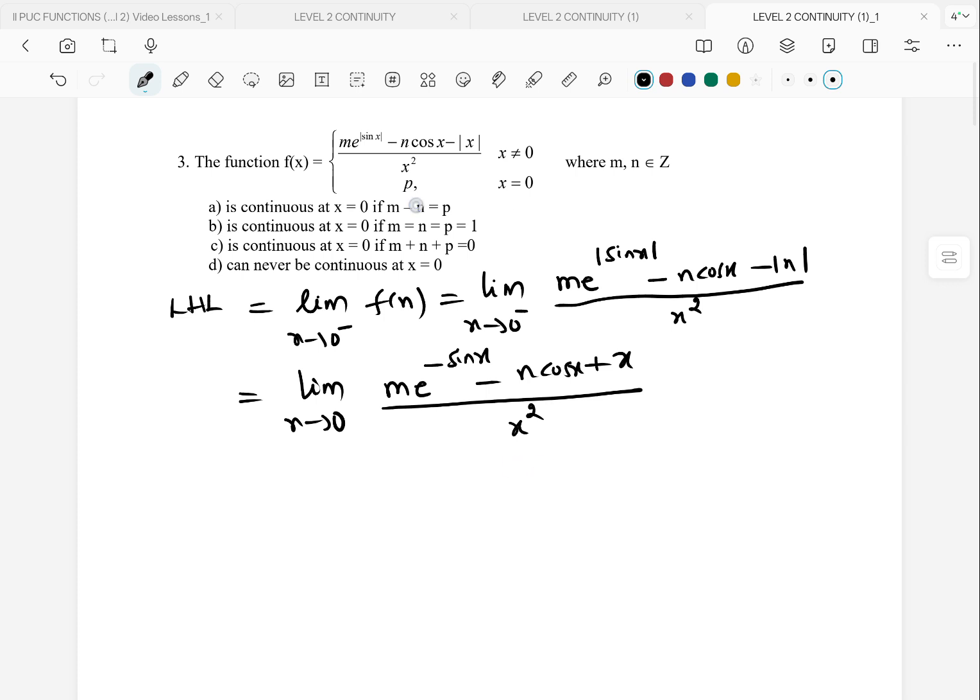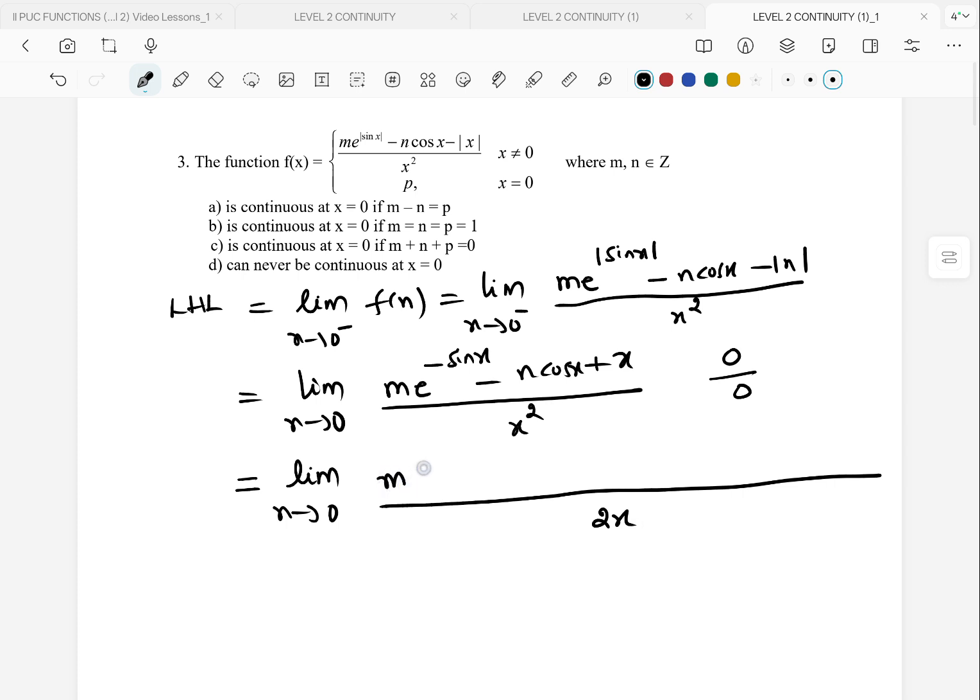But at x equal to 0, the function is defined as p, and we are checking the continuity at x equal to 0. So if the function has to be continuous at x equal to 0, the numerator should be 0, as the denominator is 0. If the numerator is 0, what we can do is differentiate by using L'Hospital's rule. So this denominator becomes 2x. In the numerator, m is a constant. By chain rule, the derivative of e power minus sin x is e power minus sin x into minus cos x.